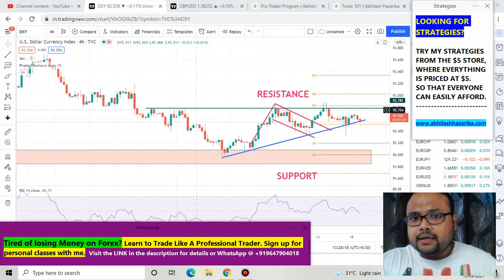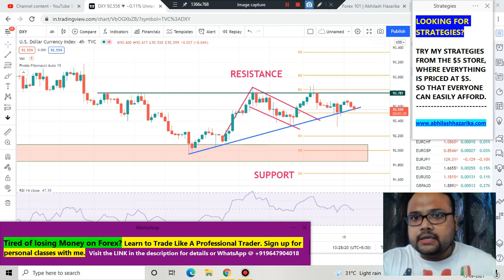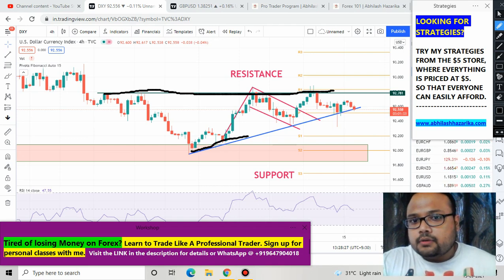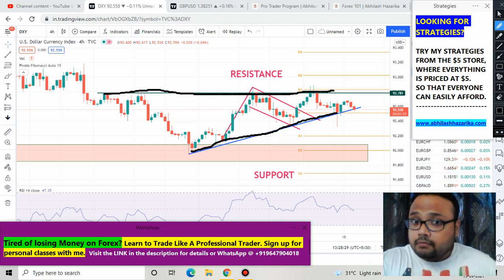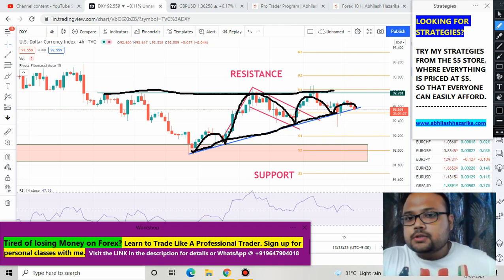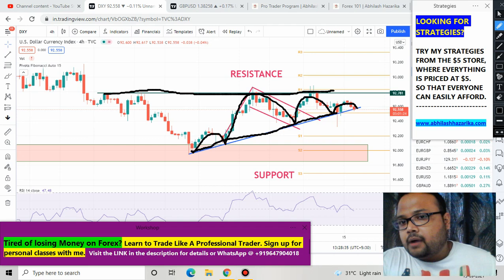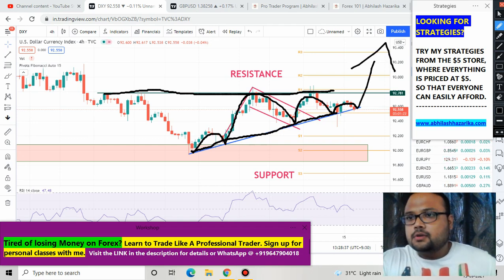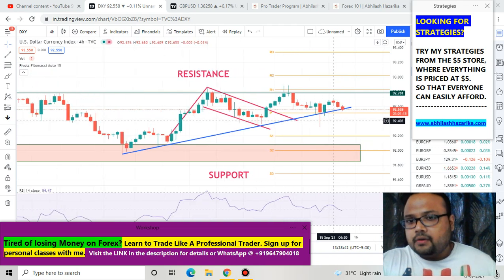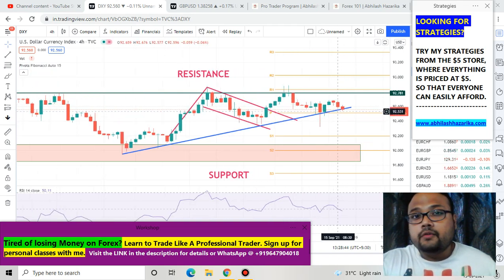And whenever we see a market setup like this, when we have a resistance at the top and we have a support in the form of a trend line, and market forming higher lows, then there is a possibility of market going up. So wait for a couple of hours and just wait for the market to give you a proper direction.